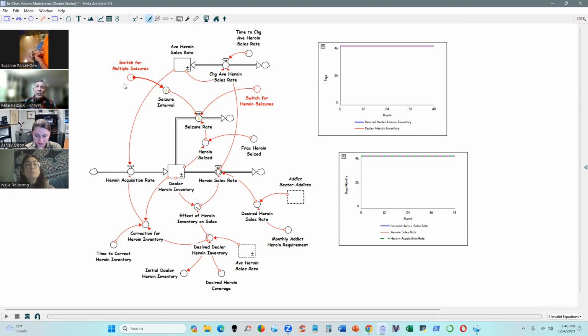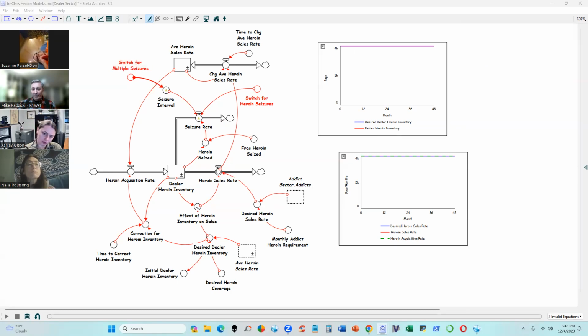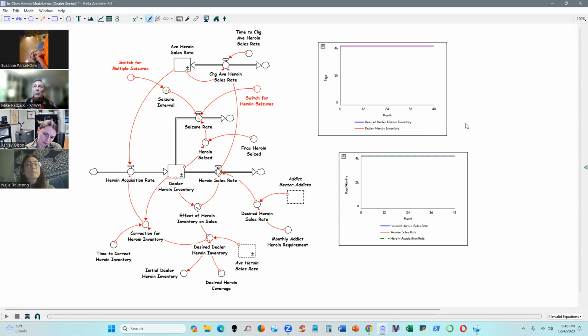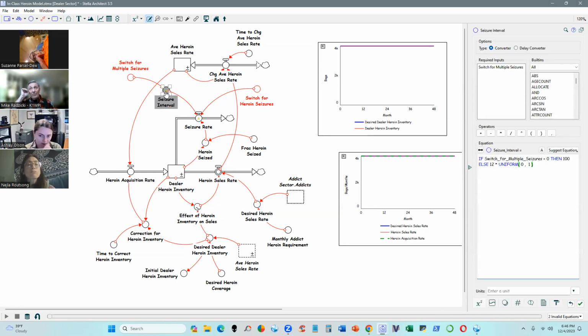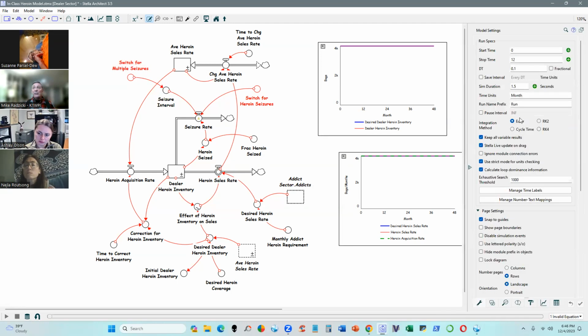Okay, so what else do we have going on here with these two unspecified variables? We are at 48. Let's make this 12 months. This is what I did ahead of time. If the switch for multiple seizures equals 0, then 100, which is bigger than 12. What I wanted, however long the simulation is, I just made it 12 here.